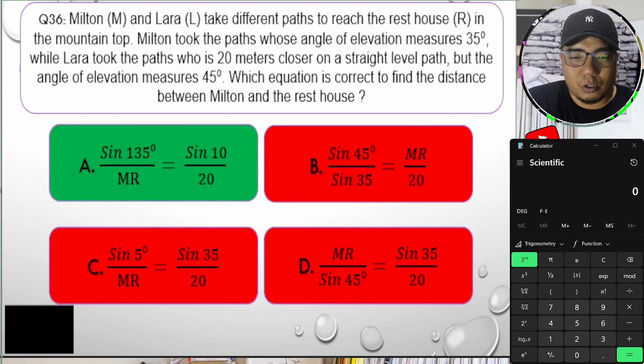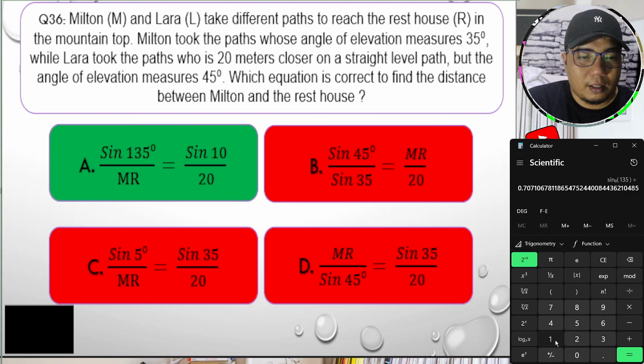Okay, I'll just show you how to do that in the multiplication. So that would be 135 sine, okay, divided by 10 sine. And you just put equals. And then the answer for that one can be multiplied by 20. Okay, you just multiply it by 20 and the answer would be 81.44. So now let's check whether we have an 81.44 in our choices.